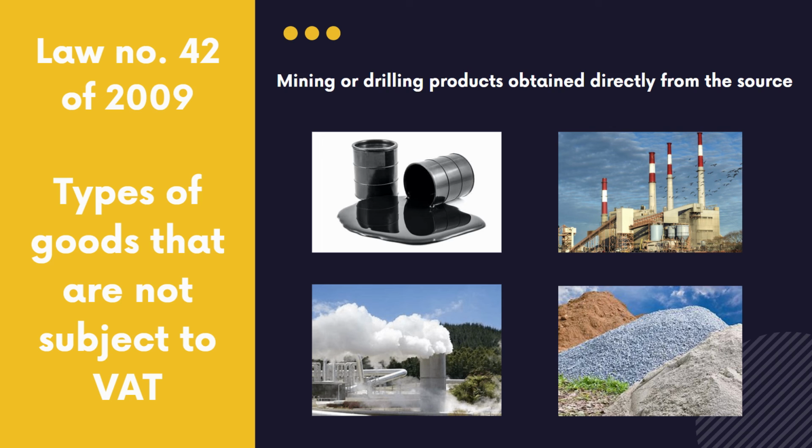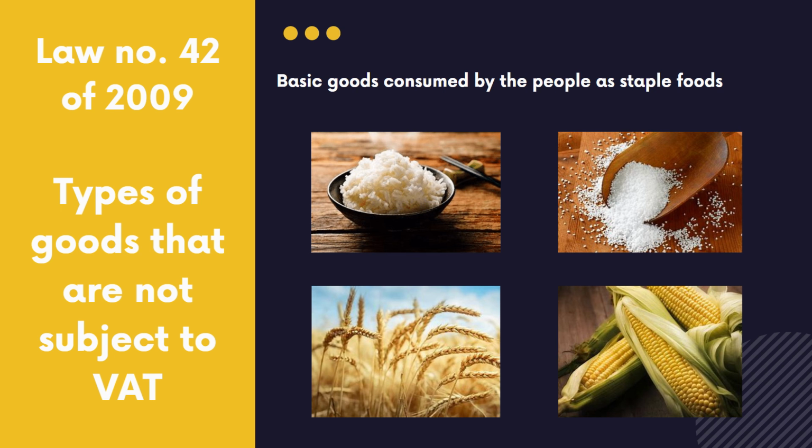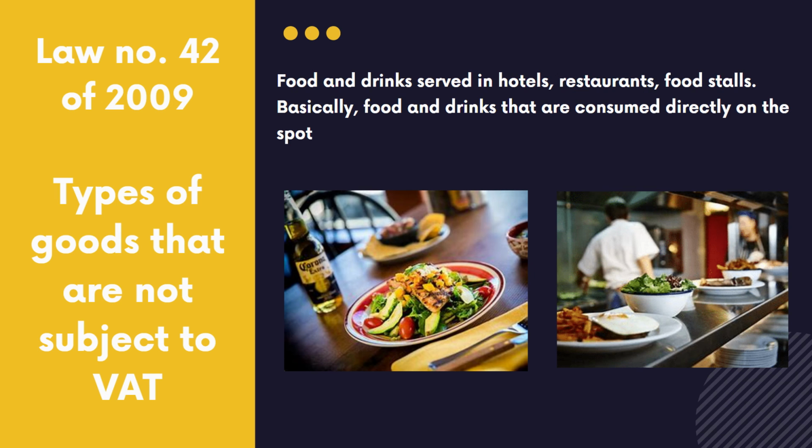The first is mining or drilling products obtained directly from the source. For example, crude oil, natural gas, geothermal, sand and gravel, coal, iron ore, copper ore, gold ore, silver ore, etc. The second is the basic goods consumed by the people as staple foods, such as rice, iodized salt or not, grain, corn, soybean, sago, etc. And the third is food and drinks that are served in hotels, restaurants, food stalls, etc.